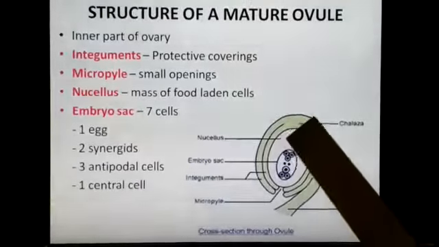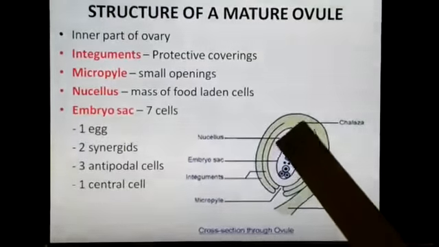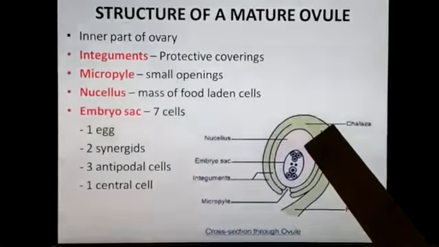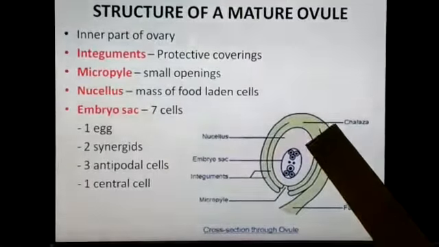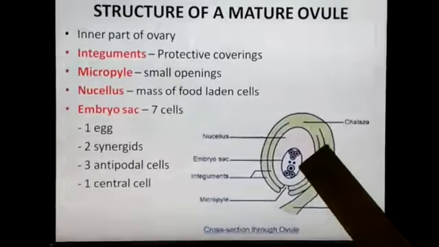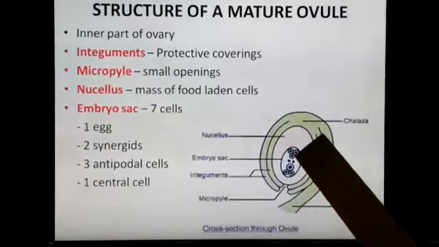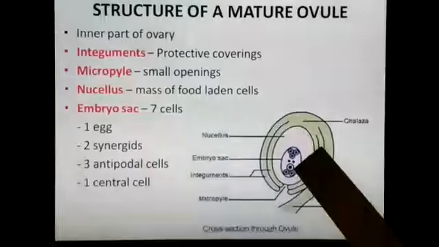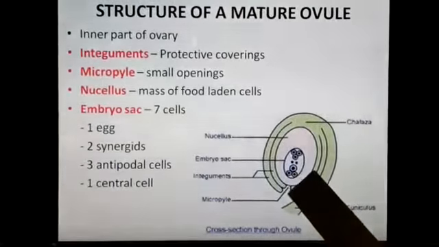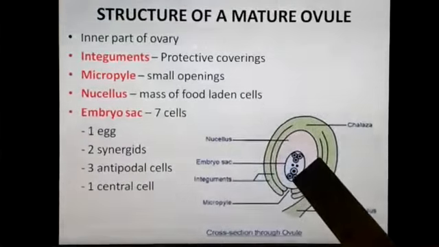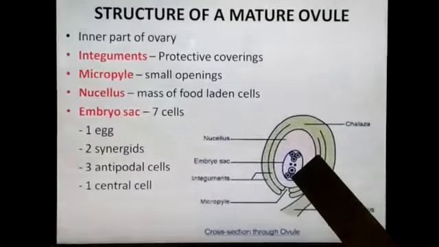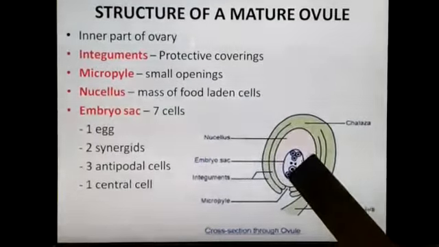Inside the integuments is a portion all around called nucellus. Nucellus contains food-laden cells. It is this part which provides nutrition to the growing embryo. Inside the nucellus is the embryo sac. Embryo sac contains 7 cells inside it. Embryo sac has got two ends. This end, which is close to the micropyle, is termed as micropylar end, and this end is called chalazal end. At the micropylar end, embryo sac has 3 cells.